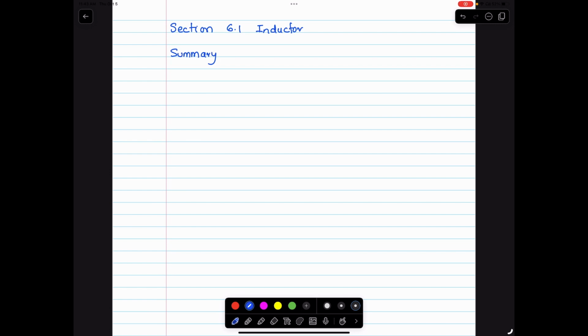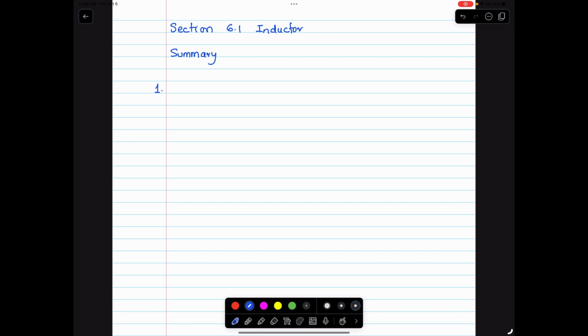This is section 6.1. Professor Aguilar talked about all the theory behind the inductor. So what I'm going to do now is to present some example problems. But before we go into the example problems, I want to quickly summarize because we covered a lot of ground in section 6.1. Okay, so Aguilar gave a bunch of formulas.